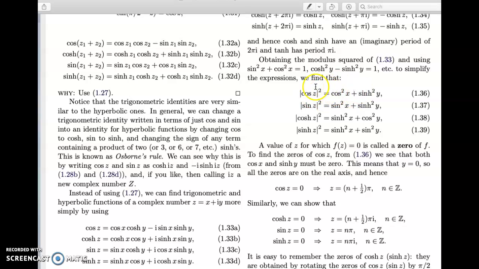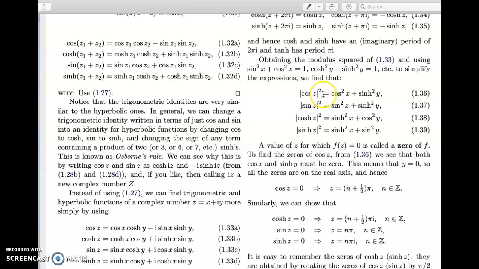This allows us to show that the zeros we know about are the only zeros. So to find the zeros of cos z, we set this equal to 0. How can this be 0? Well, it can be 0 only if both cos x is 0 and sine y is 0.